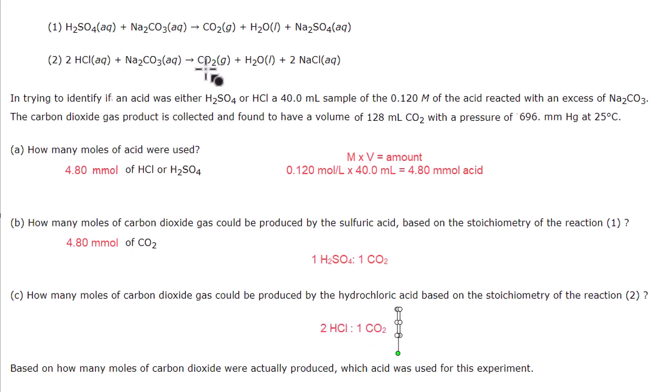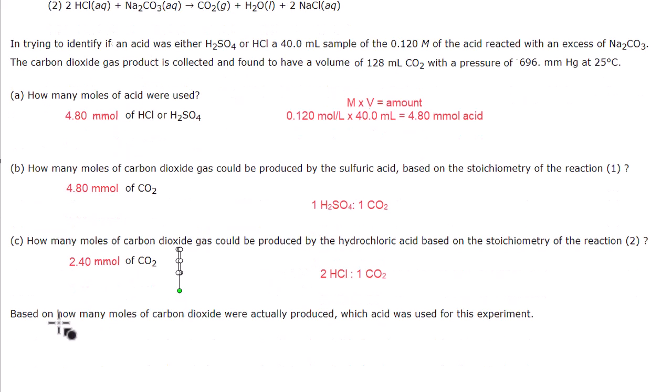We only get half as many moles of carbon dioxide as we have moles of acid. So we would divide that by 2. That's the number of moles that we have. No need for a calculator on this. 2.4 millimoles of CO2. So we're going to have a difference in terms of how much carbon dioxide is produced depending on whether it's sulfuric acid or hydrochloric acid.